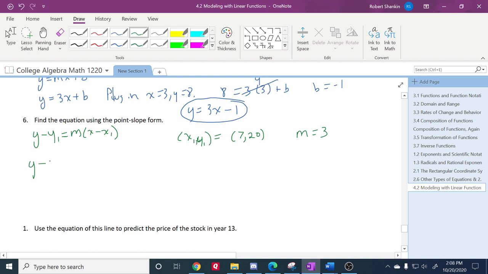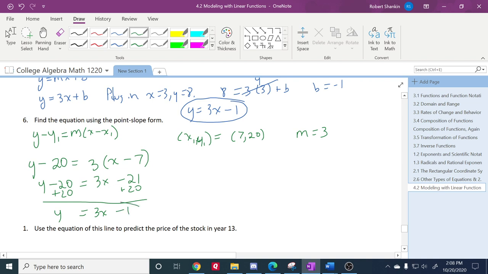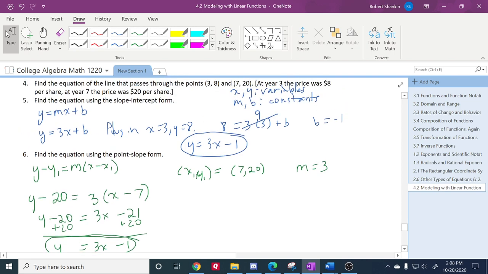y minus the y1, which is 20, equals m, 3, times (x minus the x1, which is 7). y minus 20 is 3x minus 21. Add 20. We get y equals 3x minus 1. We get the same equation with either method that we use. Any questions?